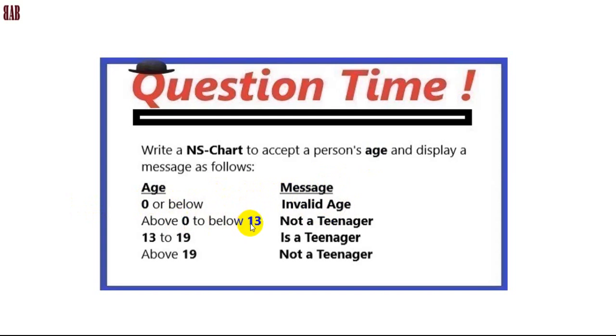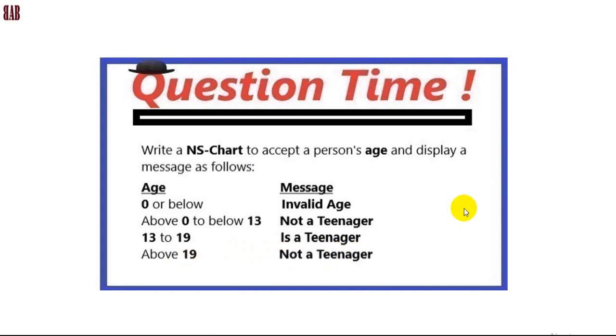If the age entered is more than zero but below 13, okay, not 13, below 13, above zero up to below 13, 13 not included, you have to say not a teenager. 13 to 19 years, you have to say is a teenager. And if they enter a value above 19, 20 onwards or whatever, you are going to say not a teenager. So this is the exercise we are trying to do now.